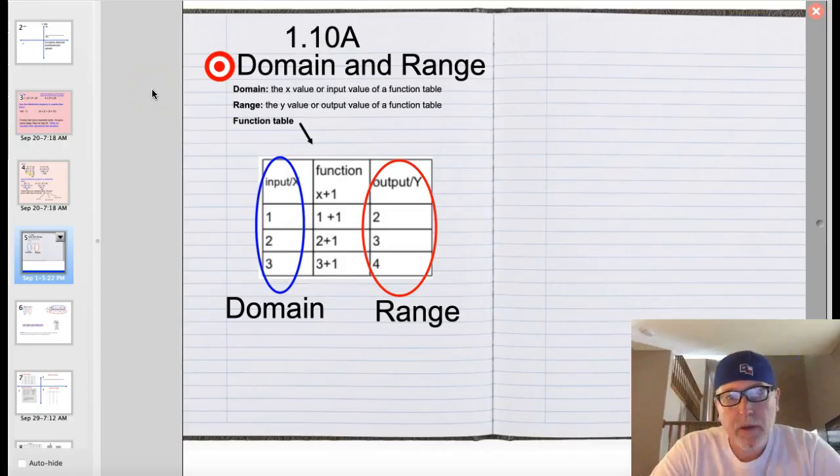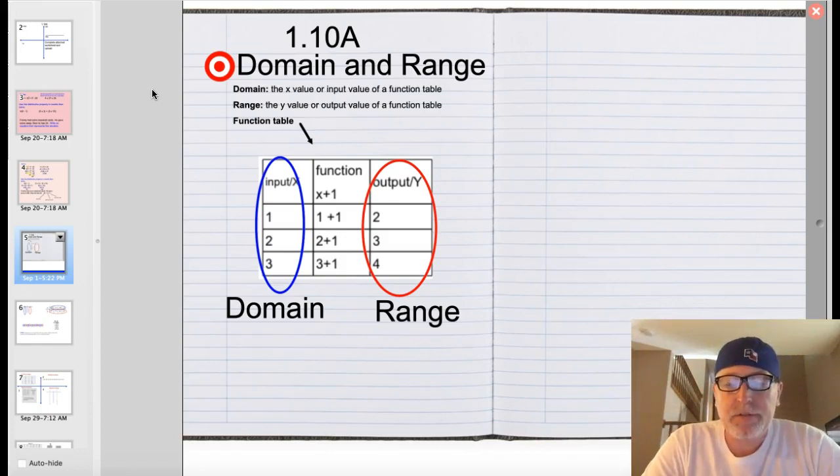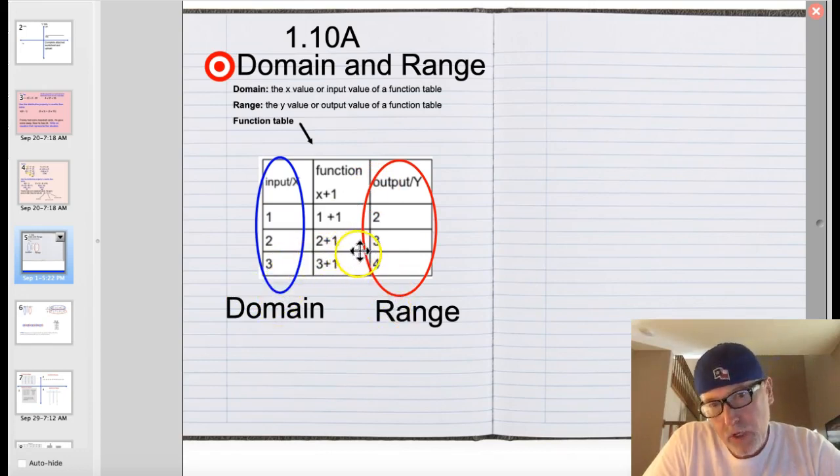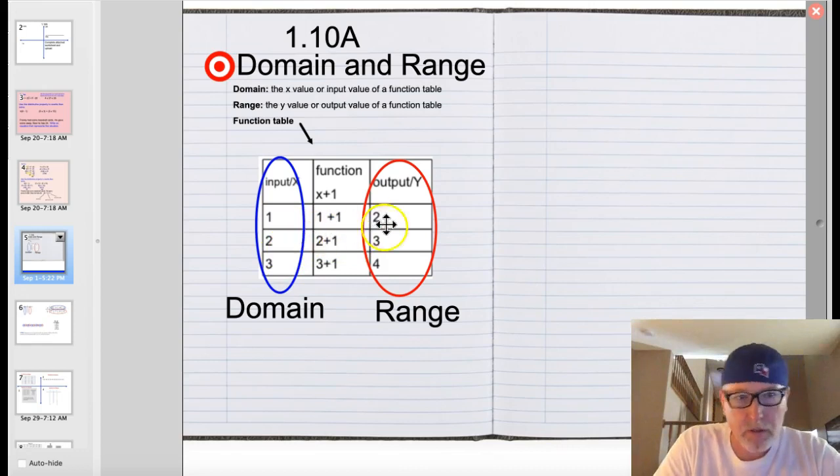Hey, folks, welcome back. Hopefully you learned what domain and range is, and you'll never, ever forget. I wish I could say that's true, but people just get them mixed up. Here they are. The domain is over here. It's your X, your input. The range is over here. Again, they're in alpha order. X comes before Y. Input: I comes before O. D comes before R. Domain, range. Domain, range.